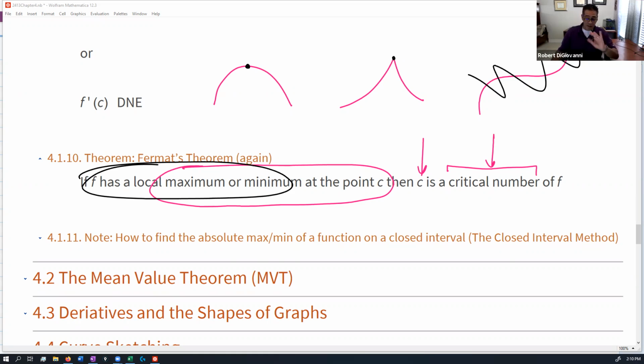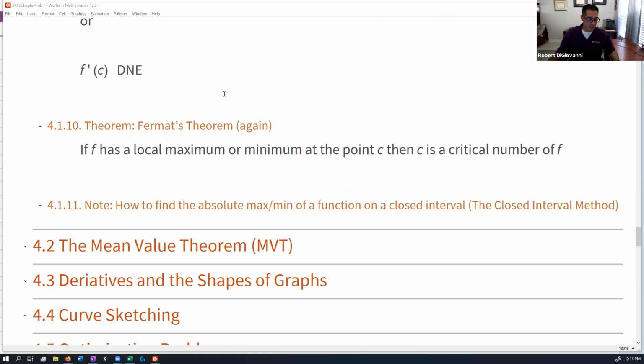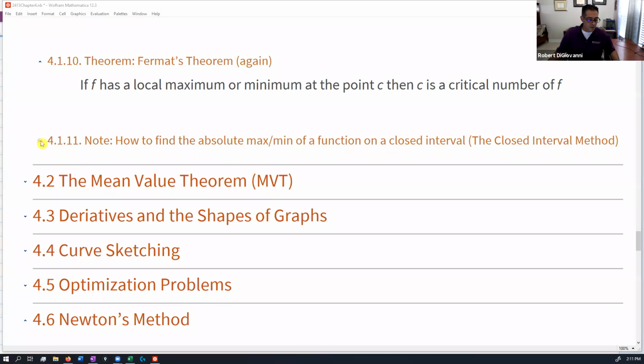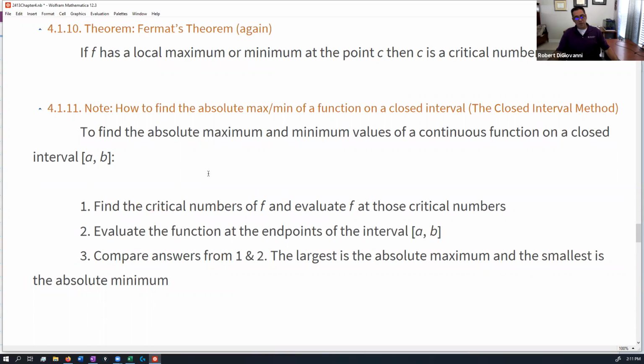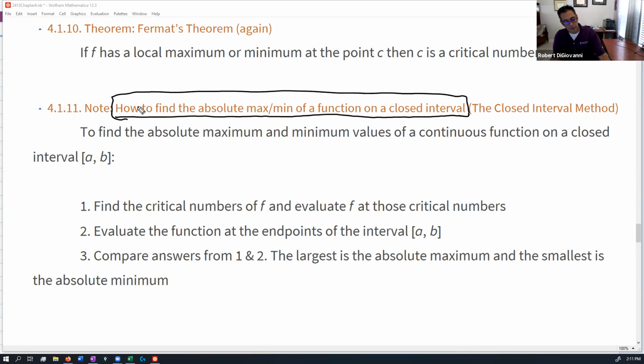And that is enough. That's all we need, because we can put that idea together to get to our final part of this section. This is the last note of the section, and it's basically how to find the absolute max and minimum values of a function on a closed interval. This is referred to as the closed interval method. This is a major note right here. This is big, all right?